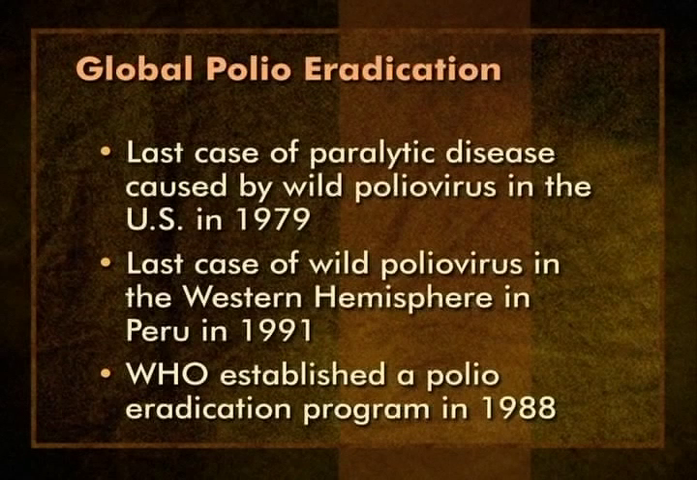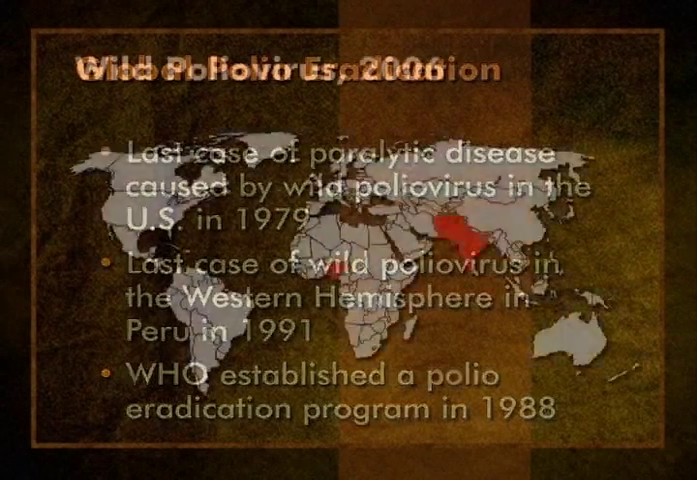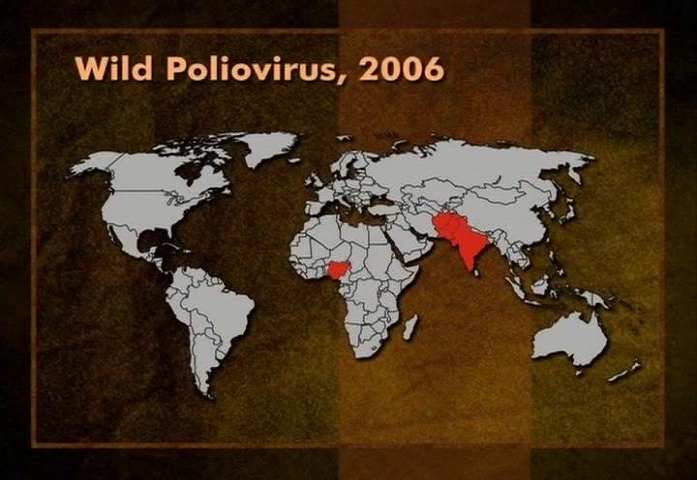Due largely to the success of the polio elimination program in the Americas, the World Health Organization established a polio eradication program in 1988. At the end of 2006, polio was considered to be endemic in only 4 countries shown on this map in red: Afghanistan, Pakistan, India, and Nigeria.